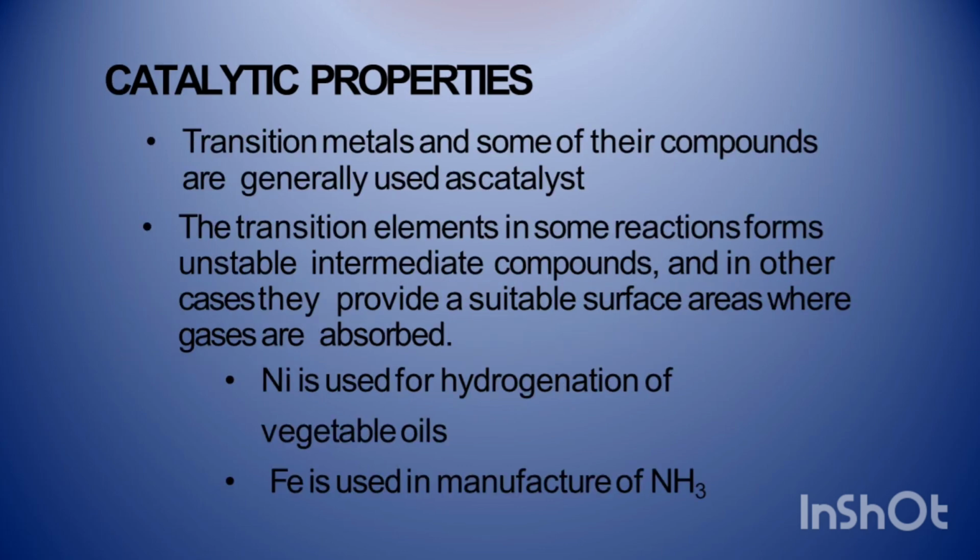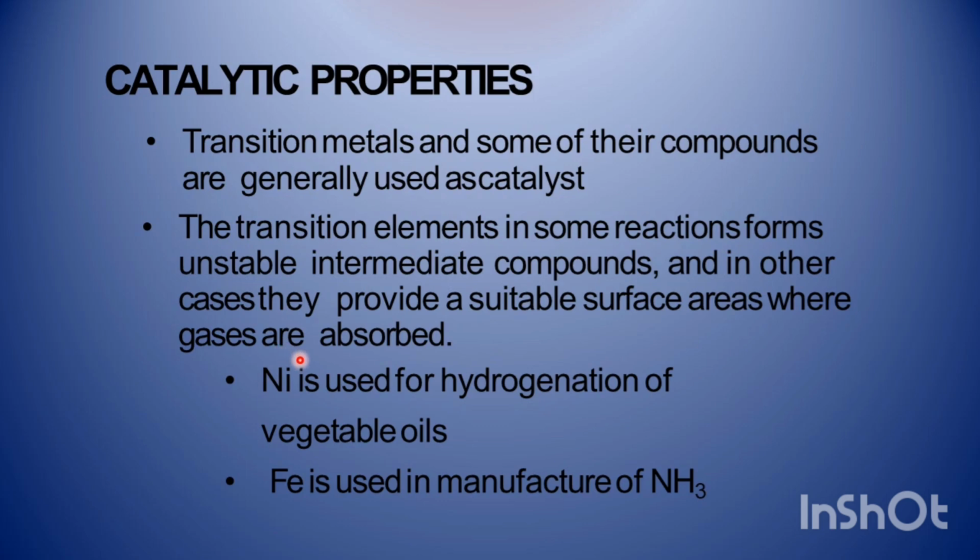As we have discussed in the general features of transition elements, they are used as catalysts, so they also possess catalytic properties. Transition metals and some of their compounds are generally used as catalysts. The transition elements in some reactions form unstable intermediate compounds, and in other cases they provide a suitable surface area where gases can be adsorbed.